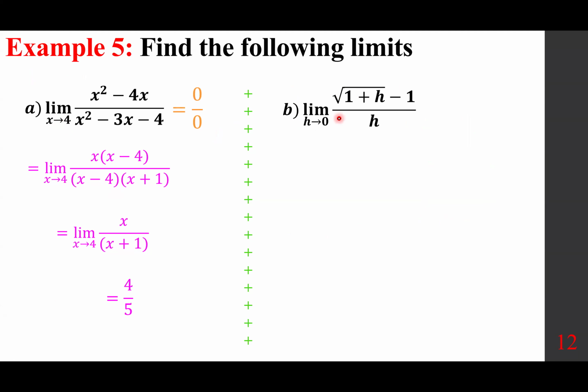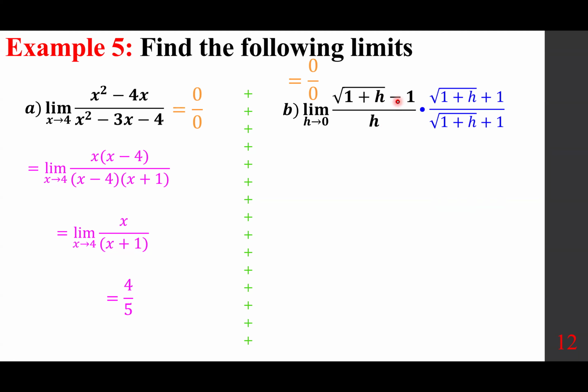Over here, plug in 0, you get square root of 1 minus 1. That is 0 over 0. And therefore, the technique is the same technique we used last time, which means we are going to multiply by its conjugate. The conjugate of this expression is the same thing, put a plus sign here. You multiply and divide by it.